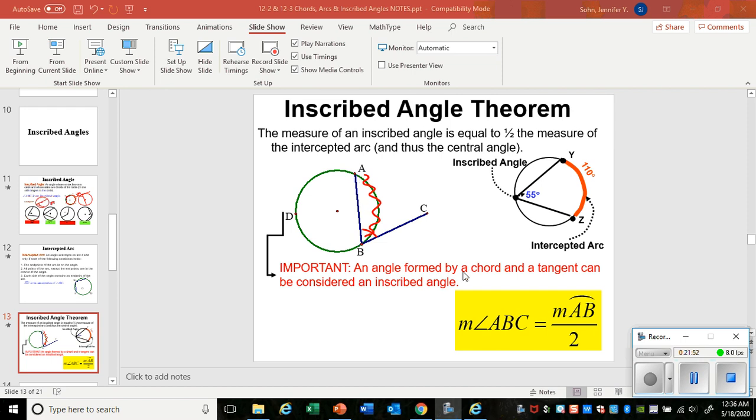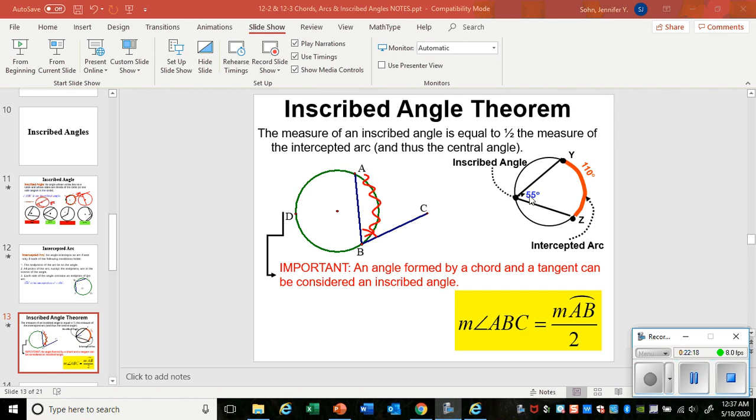A chord is a line segment inside with two endpoints, right? So an angle formed by a chord and a tangent can be considered an inscribed angle. So what I'm saying is you see this arc AB divided by 2 is equal to angle ABC right here. So the measure of an inscribed angle is equal to half the measure of the intercepted arc. So this is the intercepted arc.